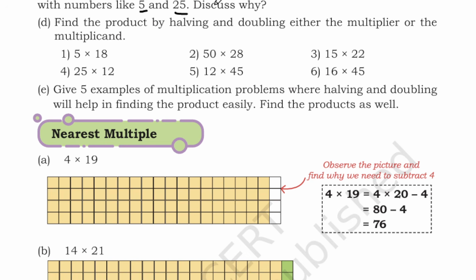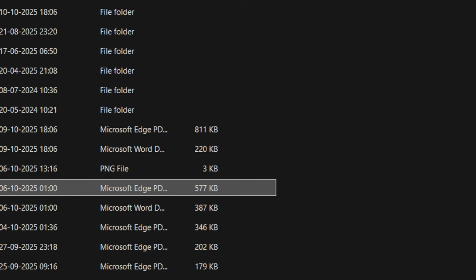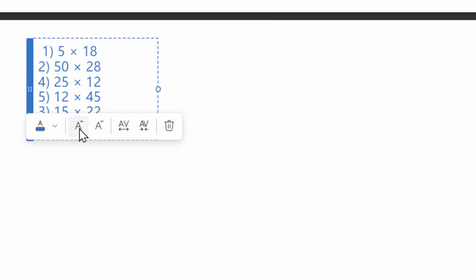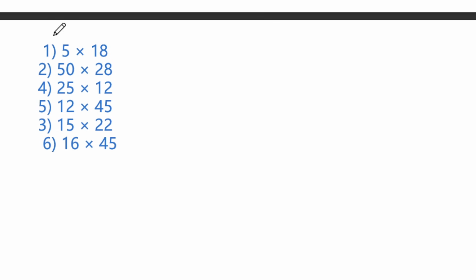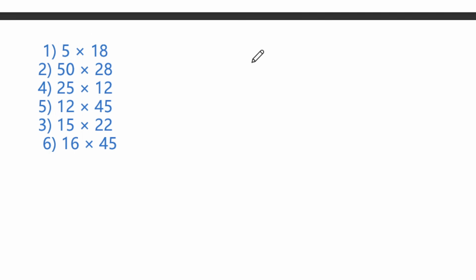Okay. So next they have given some problems. So I'm going to copy this and I'll do it on an empty paper. I'm not going to do everything. Let's do only a few. Okay. So I'll do one by one. First one, 5 into 18. So 5 into 18.